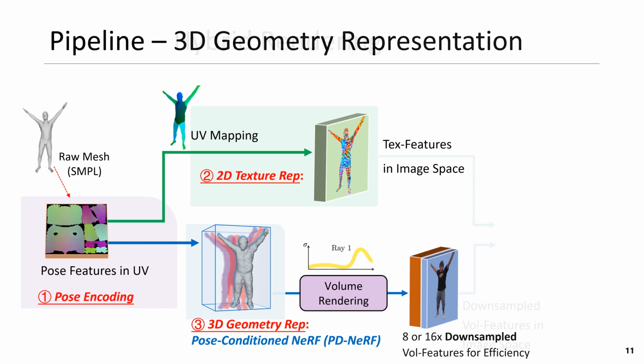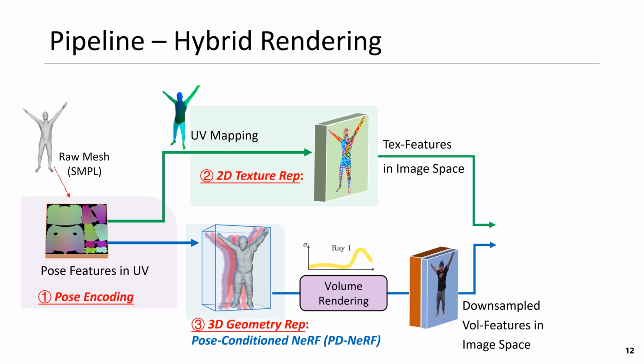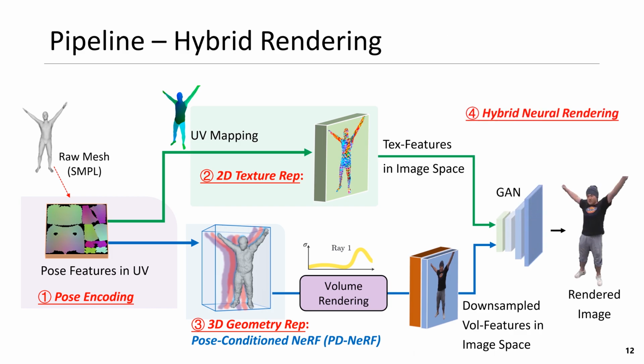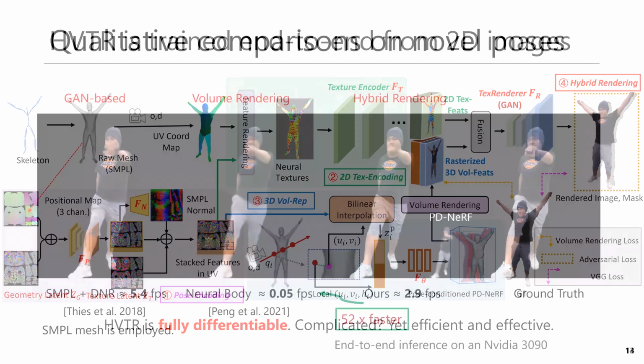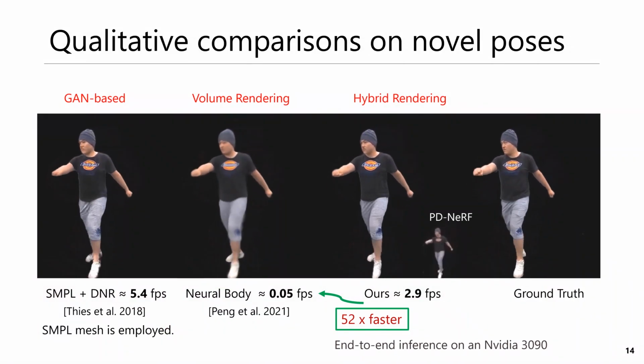We fuse and upsample these features into a high-resolution image by a generative network. This is the full pipeline. HVTR is trained end-to-end from 2D images, and is fully differentiable. Though it seems complicated, it is efficient and effective. Next, I will share some experimental results.